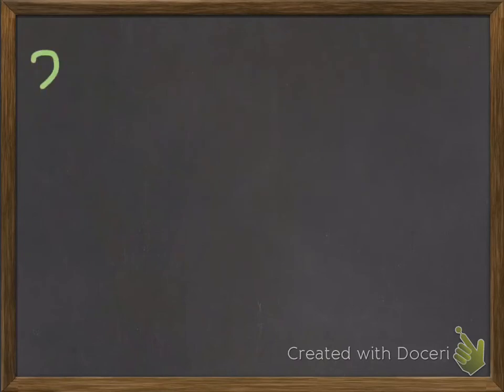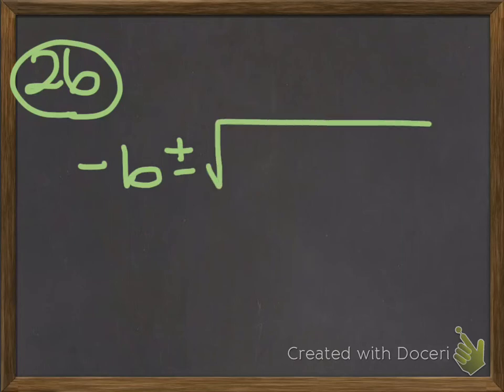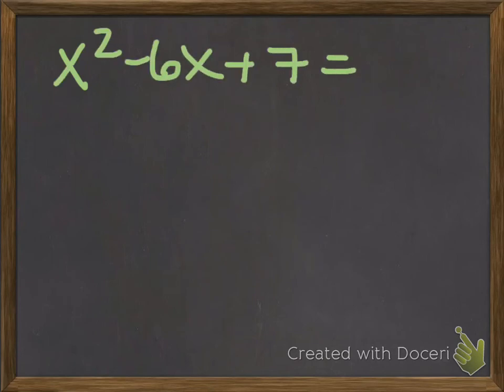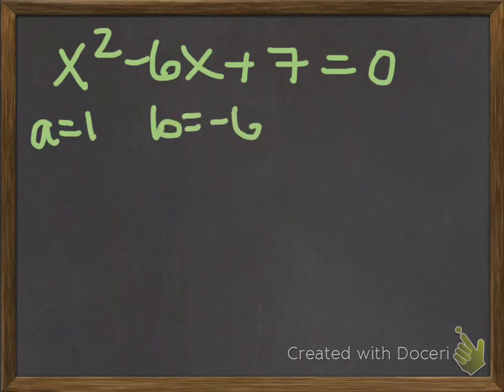Number 26 through 28 is the quadratic formula. I'm not going to do these with you, I'm just going to tell you to watch out for some things. Actually, why don't I do the first one with you? We have x squared minus 6x plus 7. Well, when I write that out, I'm going to say, hey, what's my A? A is 1, B is negative 6, C is equal to 7.